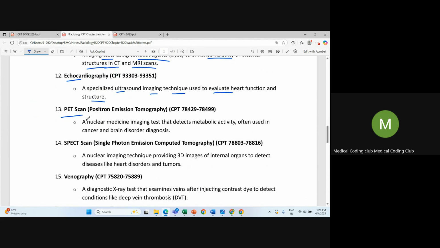So next, PET scan. PET stands for positron emission tomography. This PET scan belongs to nuclear medicine.